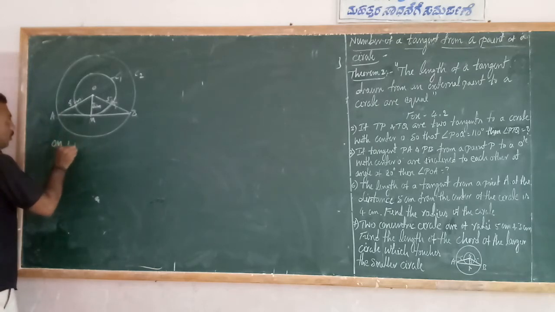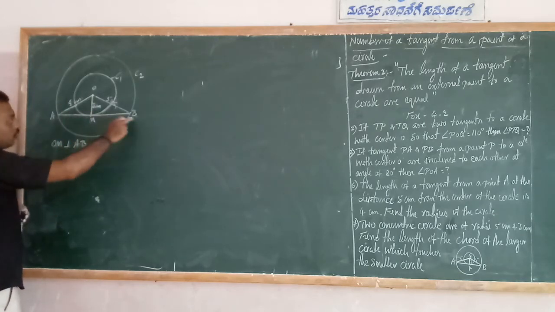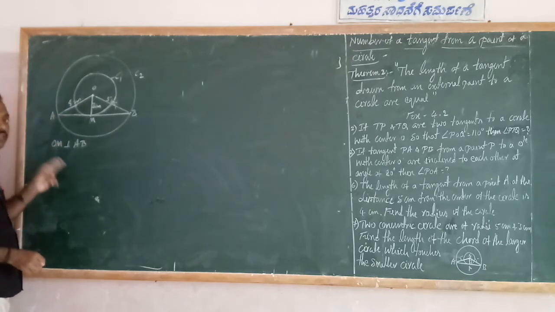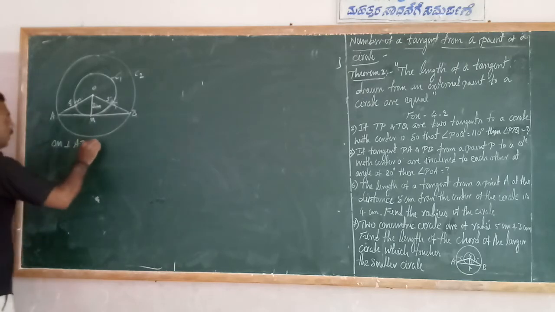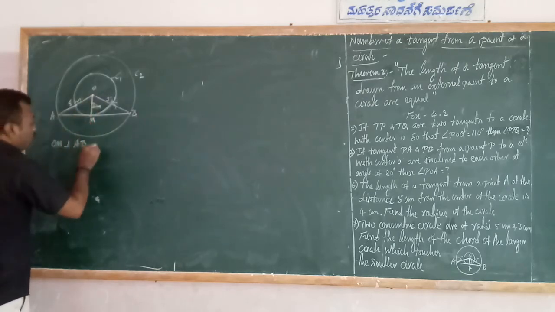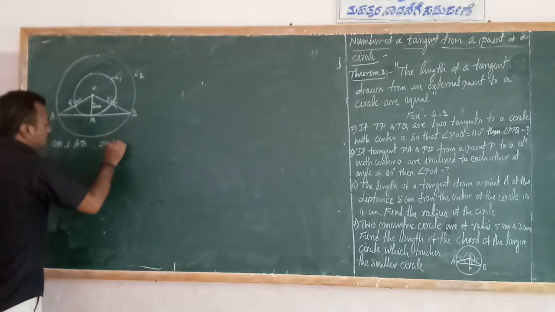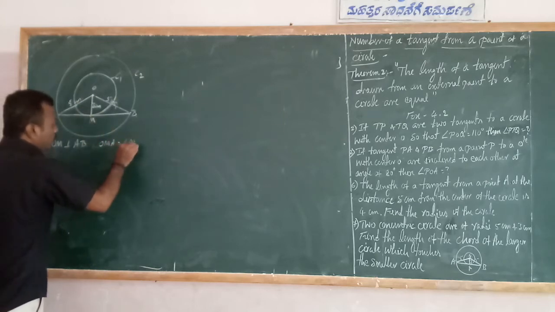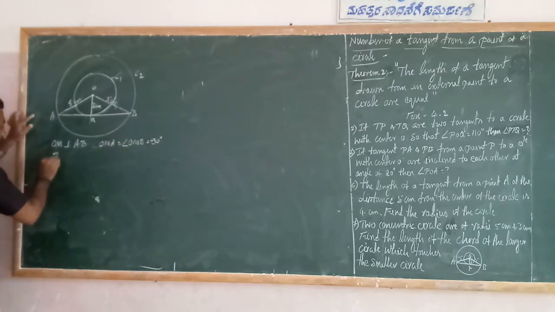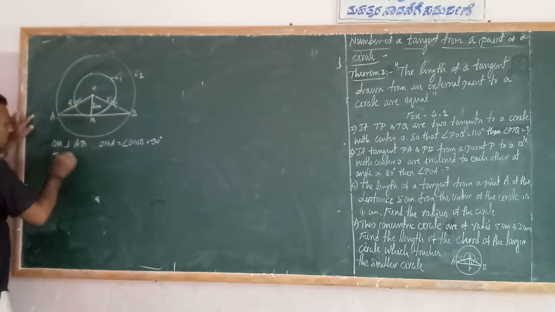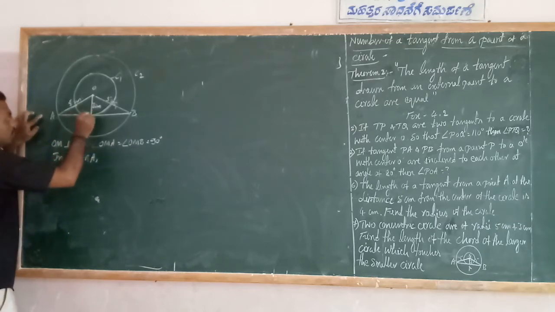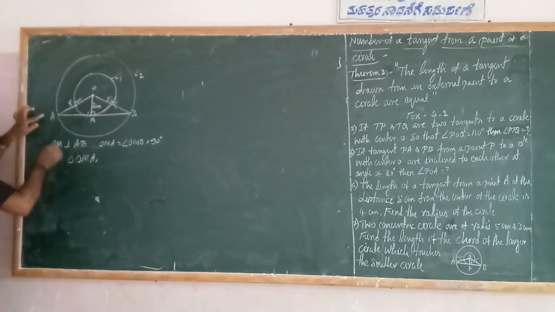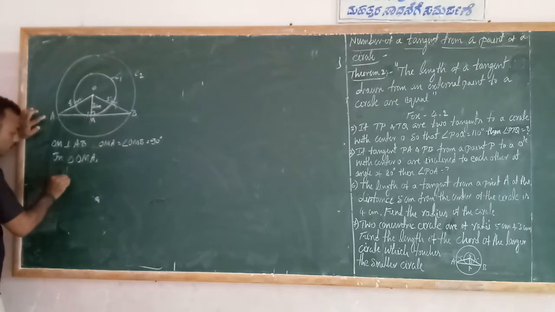OM is perpendicular to AB because the tangent is perpendicular to the radius of the circle through the point of contact. This theorem we discussed in the previous classes. And angle OMA is equal to angle OMB, which is equal to 90 degree. Okay. So we have to take triangle OMA. This is 90 degree, and I am using the Pythagoras theorem.